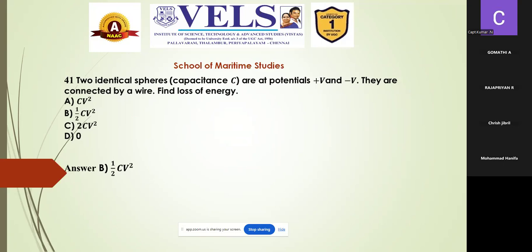Our next question is, two identical spheres with capacitance C are at potentials plus V and minus V.